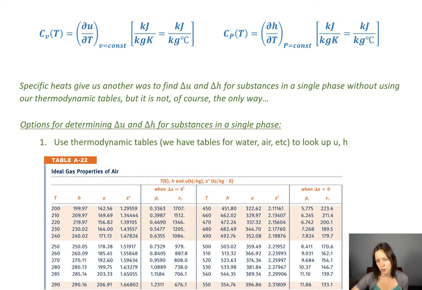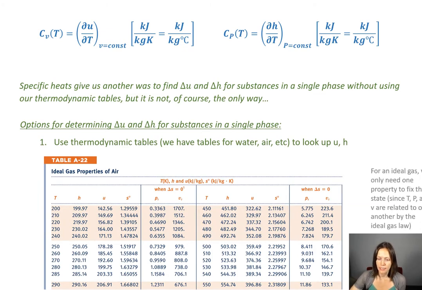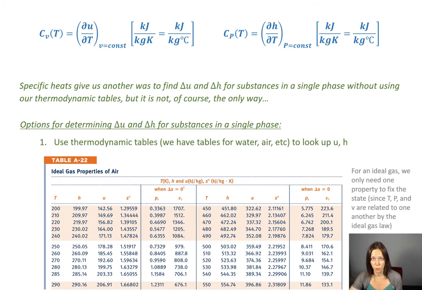So this is A22. You've got English units with A22E. This assumes air behaves as an ideal gas. And one thing that you'll notice is that the only thing you need to know to read off an H value or a U value is the temperature. That's because for an ideal gas, you only need one property to fix the state instead of two, since you've got that ideal gas law, which adds another relationship between those thermodynamic properties.